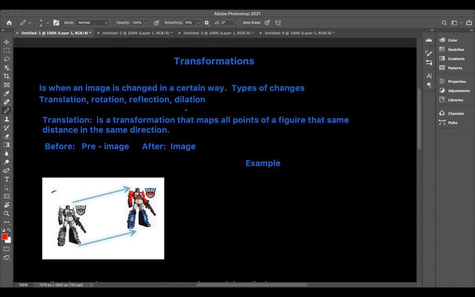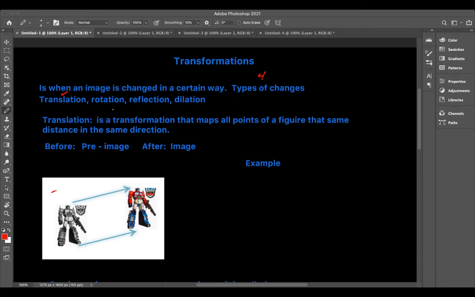Transformation is basically when an image is changed in a certain way. Okay, so it has four types of changes. It could be translation, which we'll talk about today, rotation, reflection, or dilation. The most important one is obviously translation, but like I said, we'll learn about all four of them as we go along.